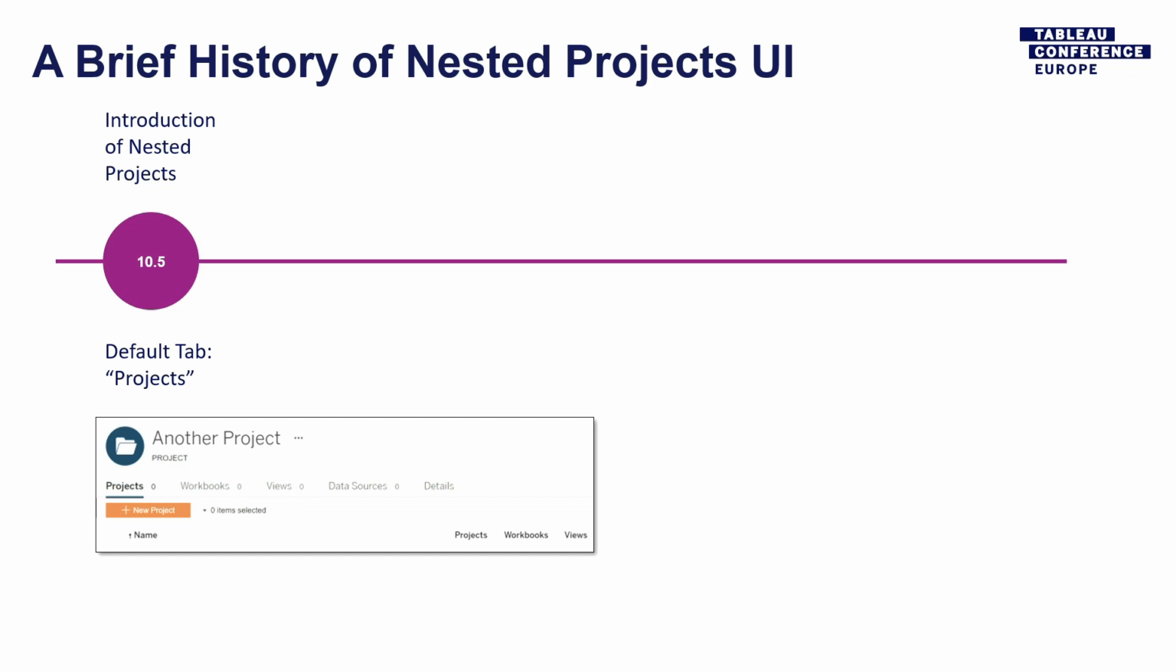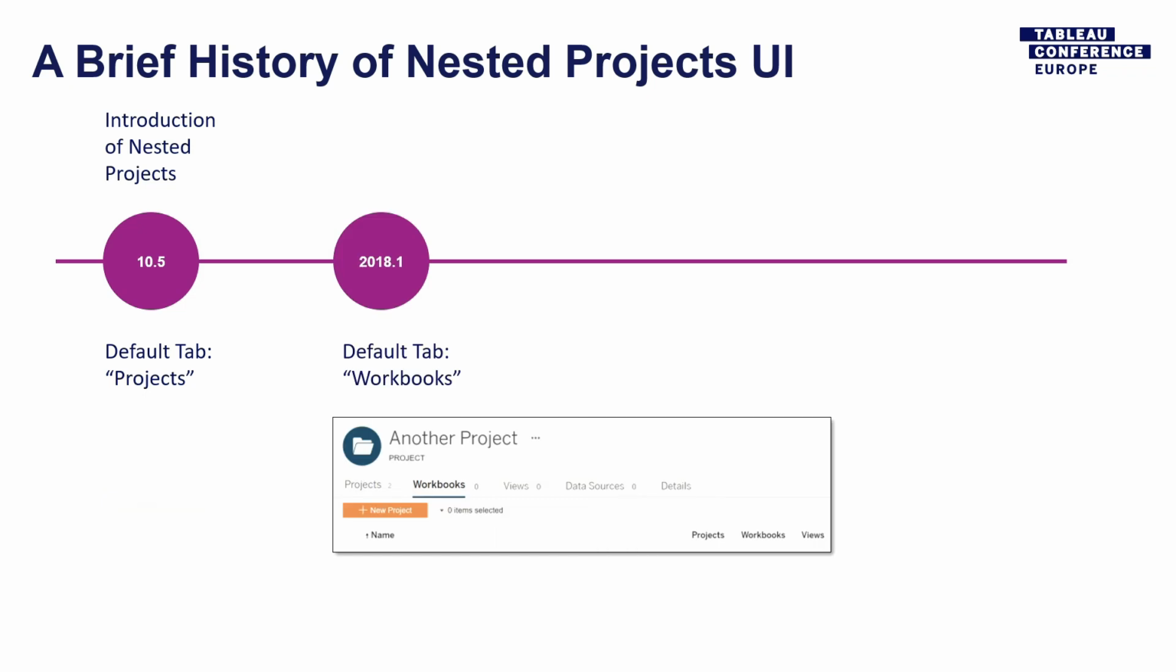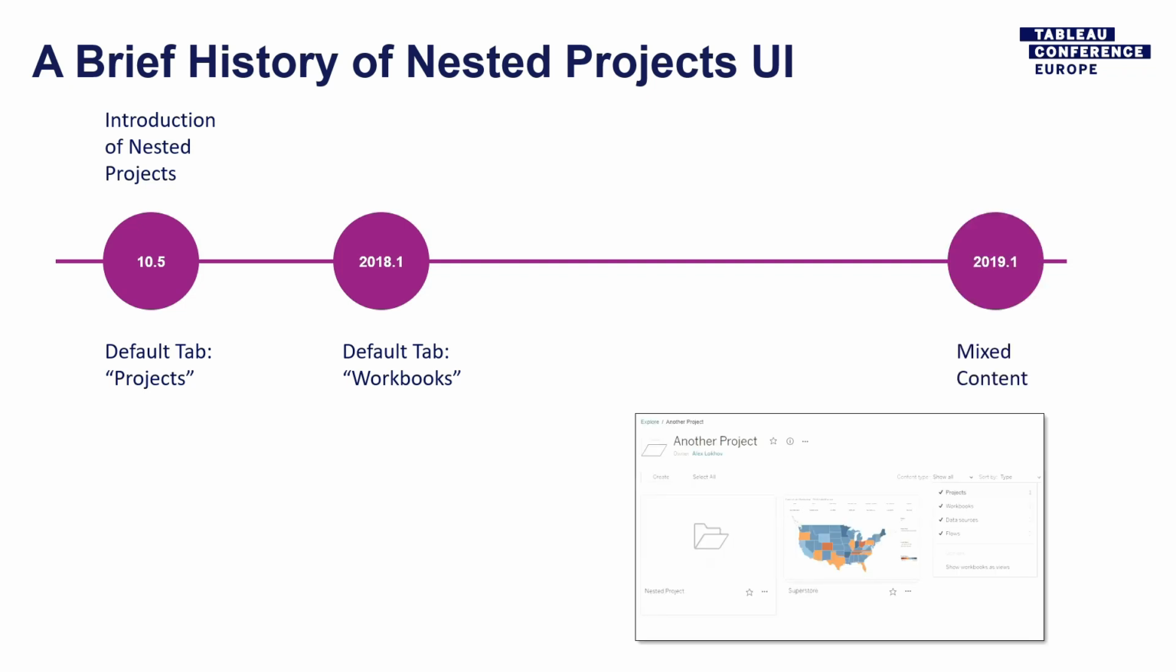So we listened to the feedback, and in version 18.1 we changed it, and by default we started showing workbooks instead of projects, right? So that worked for some people, but then some other people were upset because they actually wanted to see projects, not workbooks. So it was quite hard to find the right balance between the two approaches. And then eventually the whole thing was redesigned, and in 19.1 this year we introduced this new concept of mixed content, which basically means we're going to show you everything. If you have nested projects, if you have workbooks, when you click on the project, you're going to see everything.